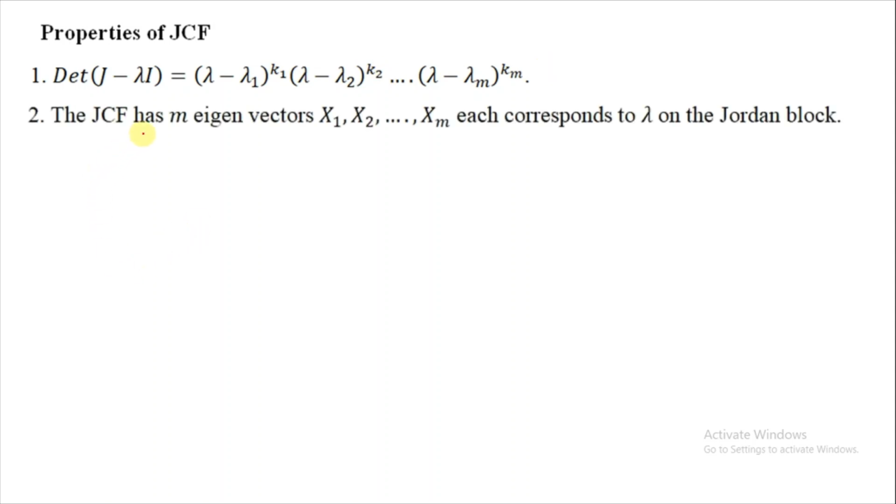Now the Jordan canonical form has n eigenvectors. Corresponding to each eigenvalue we get an eigenvector. Lambda 1, lambda 2, up to lambda k are the eigenvalues, and corresponding to each eigenvalue we are getting an eigenvector: x1, x2, up to xn. So each one has geometric multiplicity 1. That means we are writing the corresponding Jordan block, so the geometric multiplicity is 1.